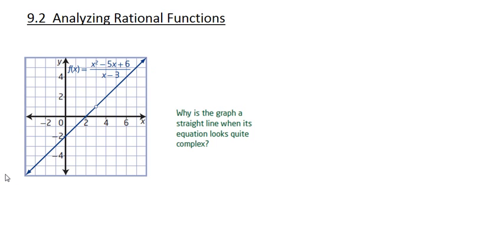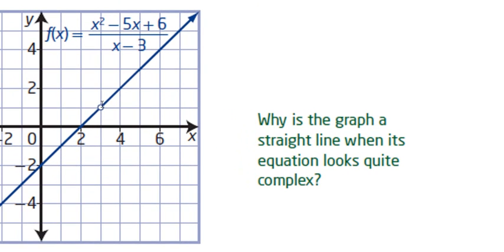We touched on this a little bit in 9.1, but I'm going to answer this question: why is this graph a straight line when its equation looks quite complex? As you see here, it's a bit exaggerated, but there's a hole. If I zoom in, there is a gap right here. Now that gap represents the x value that is restricted in this equation. So x equals 3 is where this gap is.